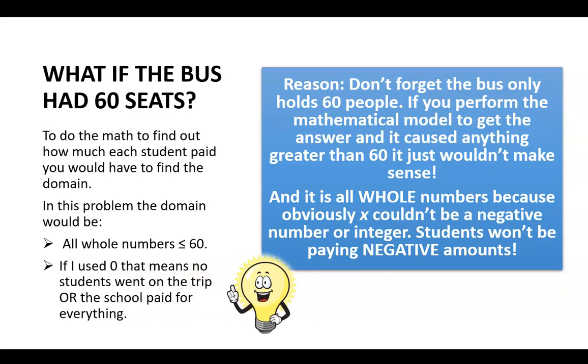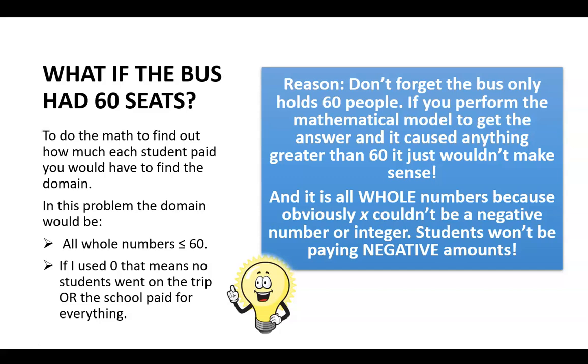You got to remember something. Why did I put that restriction in there? I have a domain of all whole numbers less than or equal to 60. Don't forget that bus holds 60 people. So if you perform a mathematical model to get the answer and it caused anything to be greater than 60, that doesn't make sense because obviously no more than 60 students can sit on the bus. So therefore, I have to make that restriction.